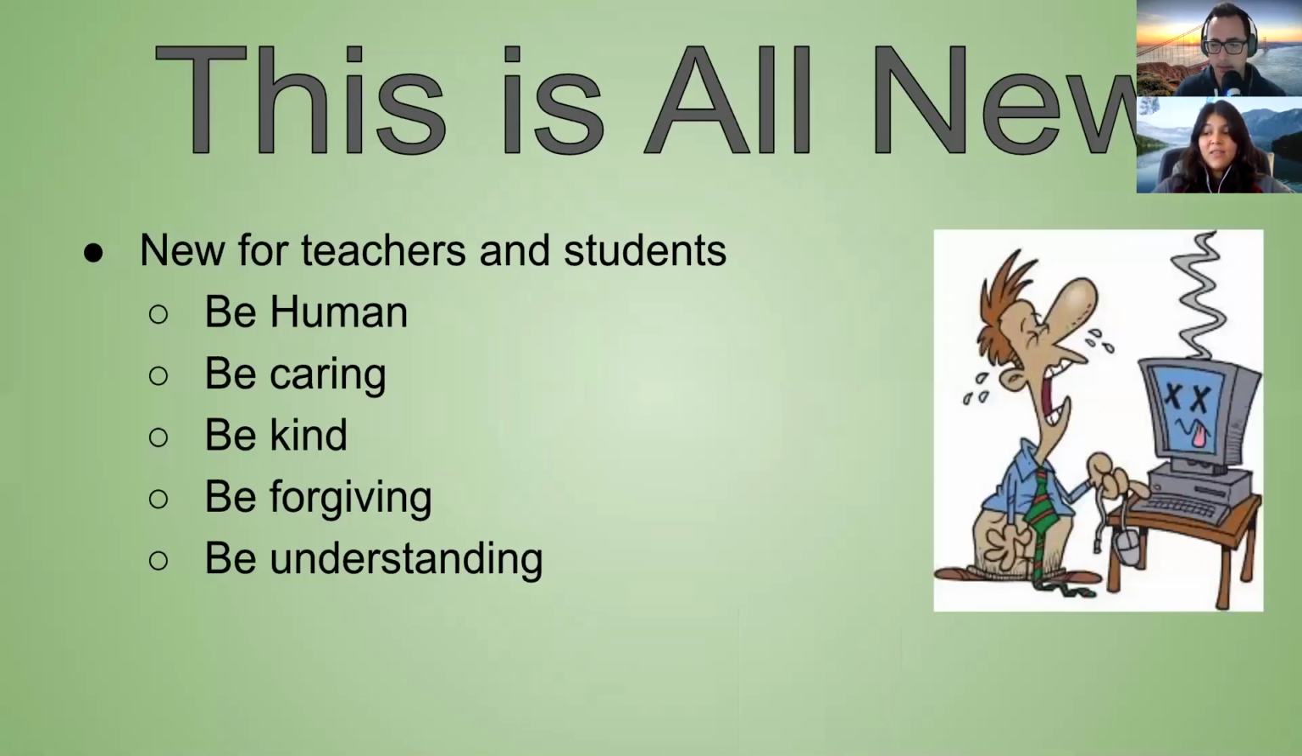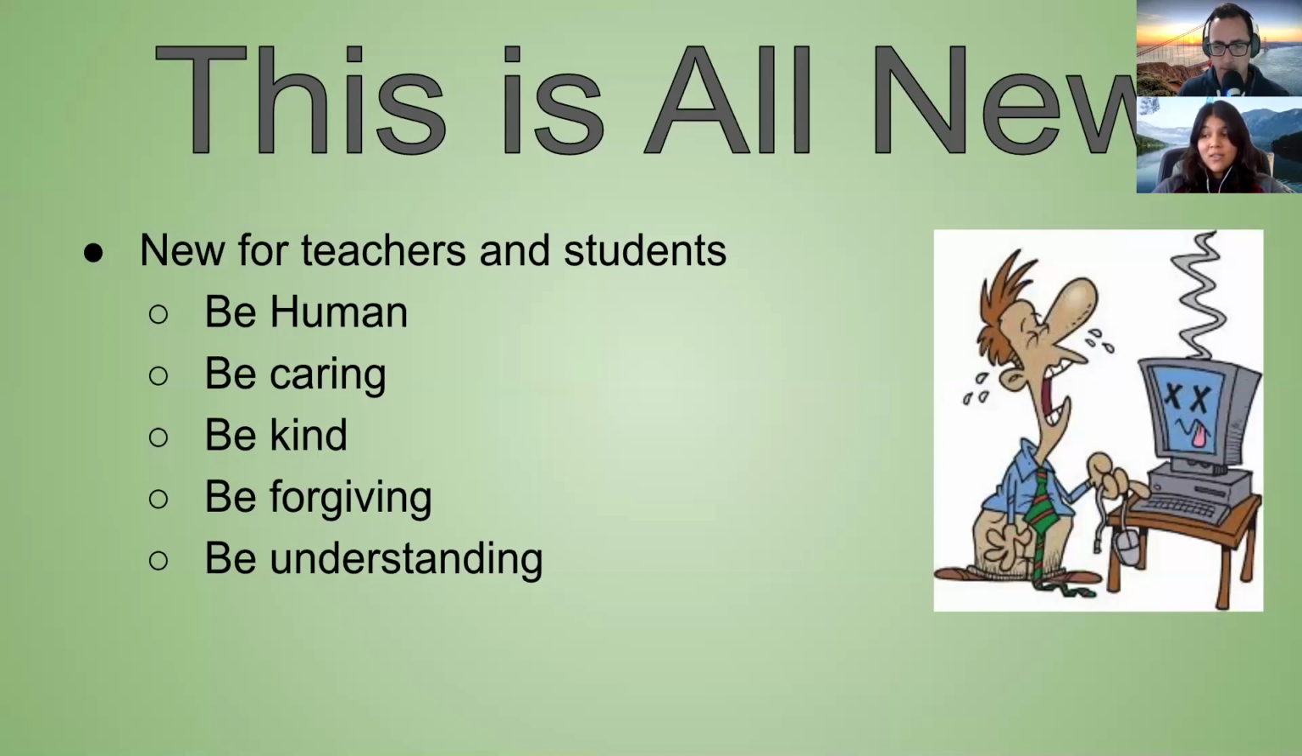And then remember that this is all new for our students and for us. So first and foremost, just be forgiving to yourself. We will plan amazing lessons and then our students won't have access. This happens in the classroom too, and it's going to happen online. So just be forgiving to yourself when things don't work out.